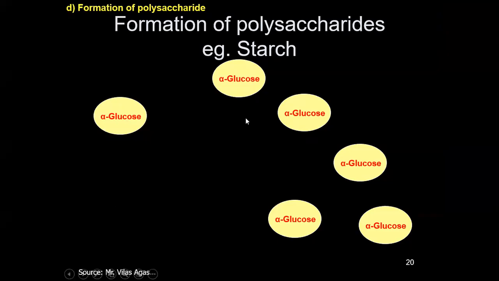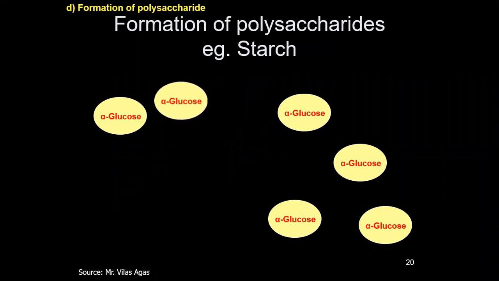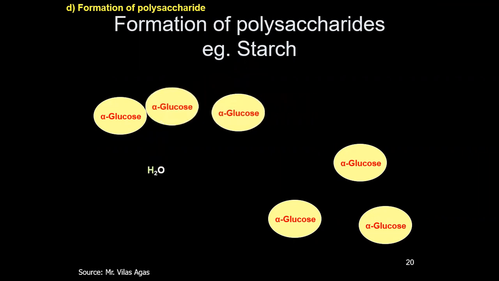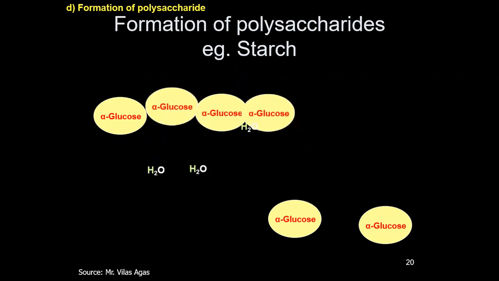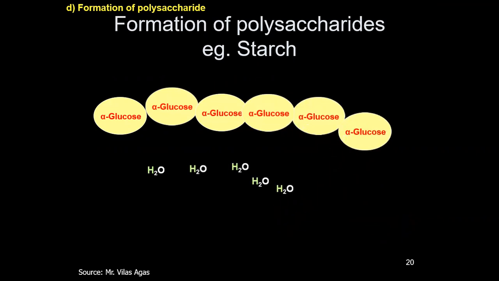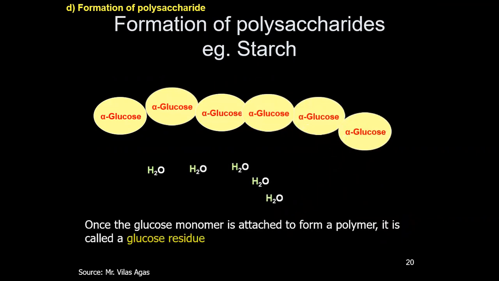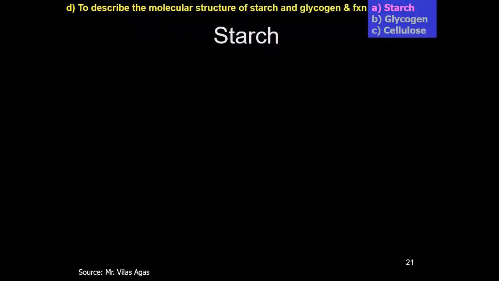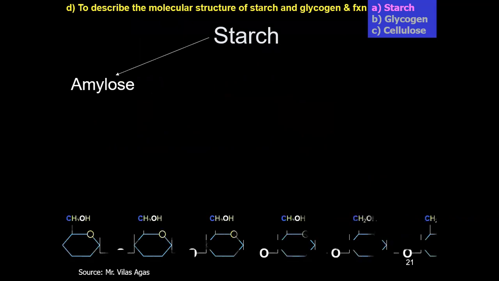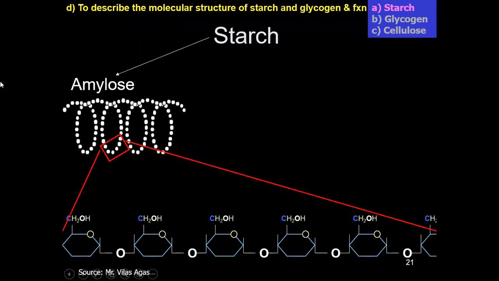Okay, so these are the free alpha glucose molecules, which are monomers. So we're showing you how they join up by condensation and release the water to form the polymer. So one by one, they're being joined up. So once the glucose monomer is attached to form the polymer, each of them in the polymer is called a glucose residue. Okay, so this is showing you unbranched chain of the main chain of the amylose.